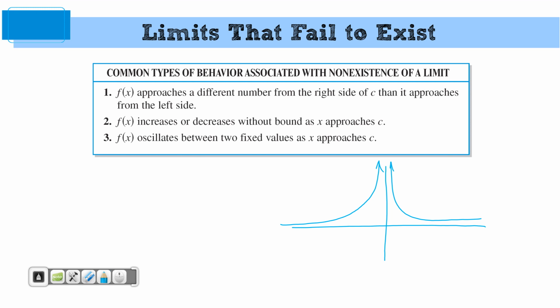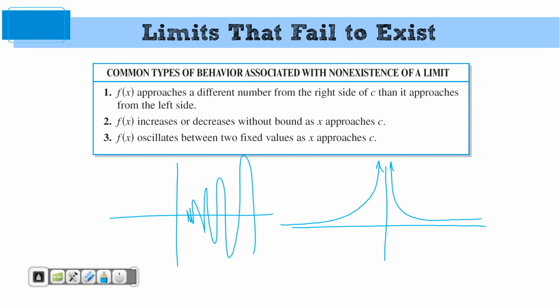Then 3 is the weird one that pops up every once in a while. Sometimes we'll have these oscillating functions, sometimes called a dampening function, where as you get closer and closer to 0, it just continues to bounce up and down. If it never gets closer to one particular value, it can't have a limit. 3 is not that important because it doesn't happen very often. However, 1 and 2 are going to show up all the time.